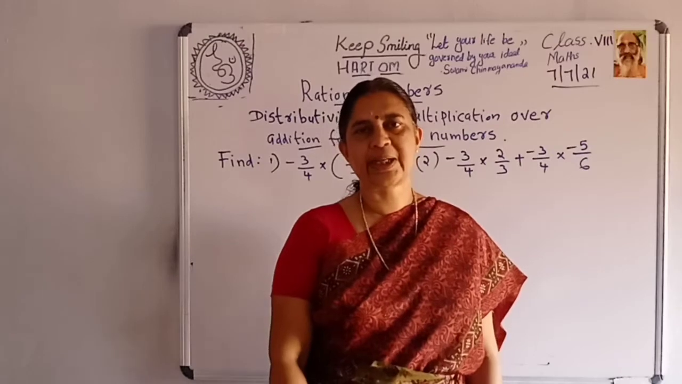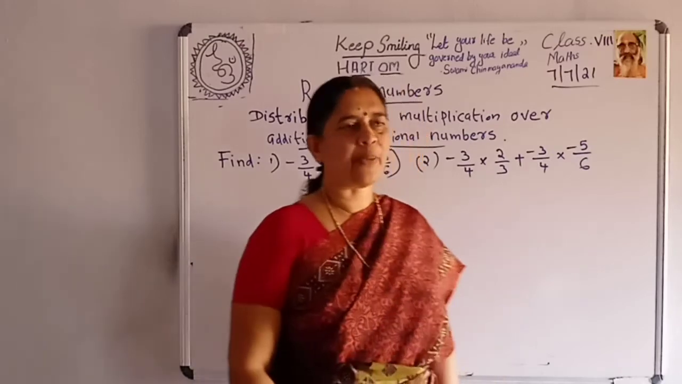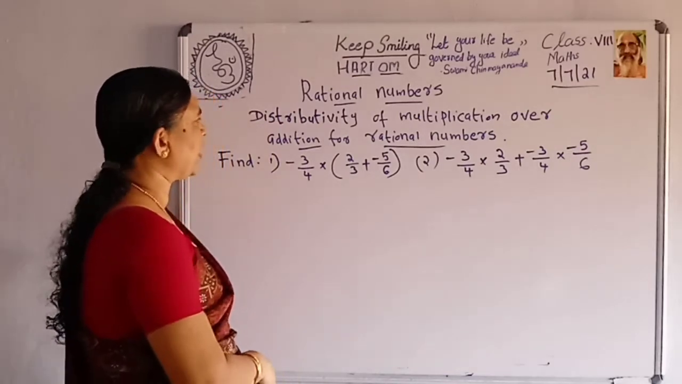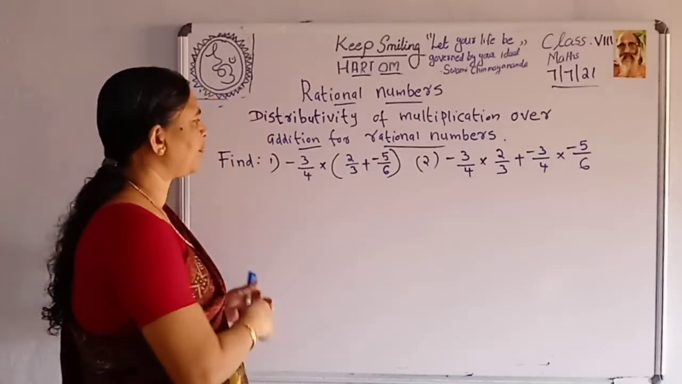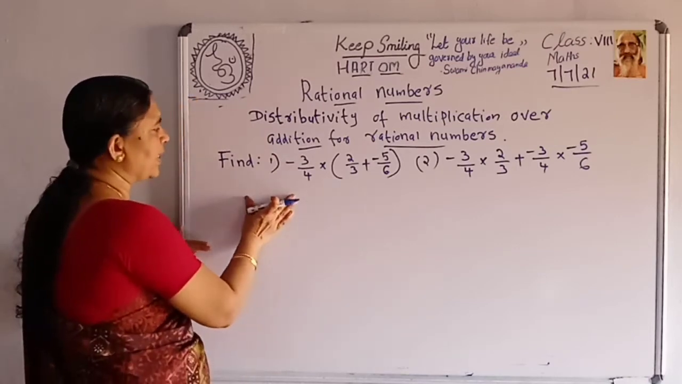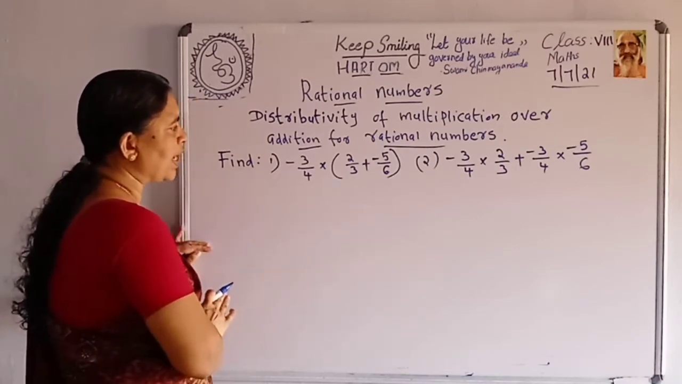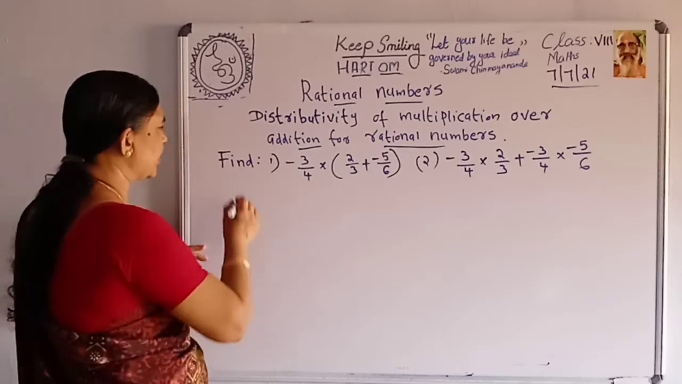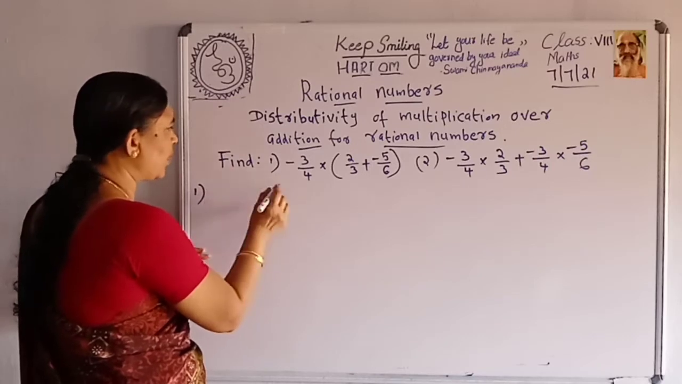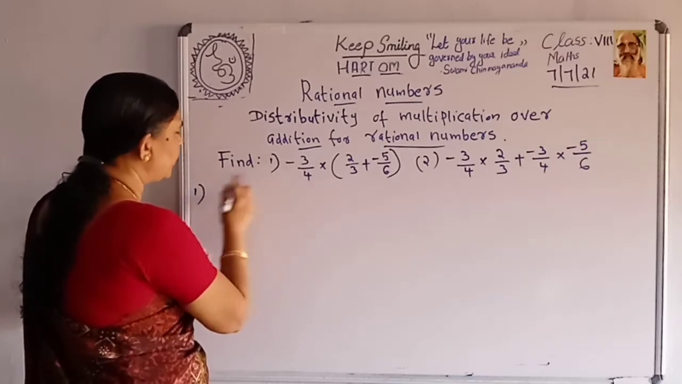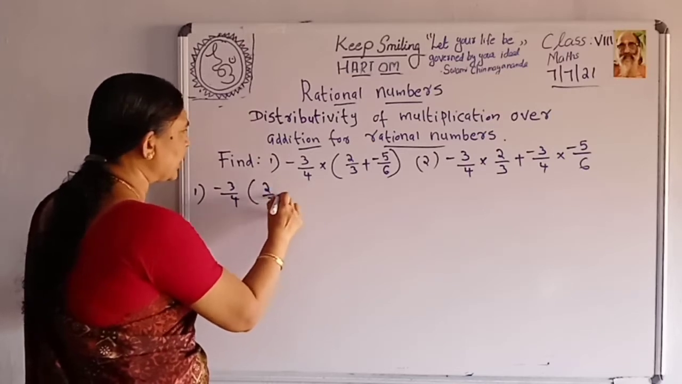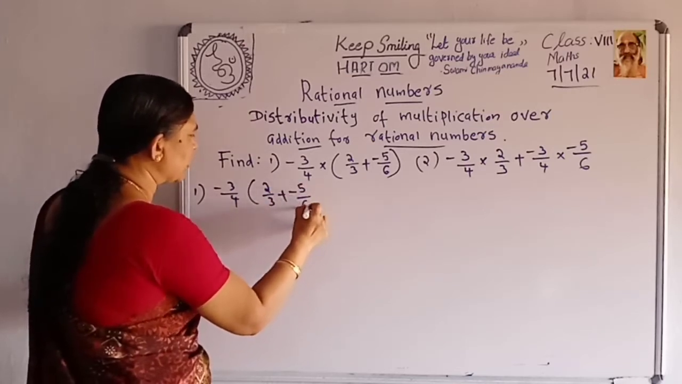Today we will study a new property, the distributive property: distributivity of multiplication over addition for rational numbers. First we will do one example. Find minus 3 by 4 into 2 by 3 plus minus 5 by 6. The question is minus 3 by 4 into 2 by 3 plus minus 5 by 6.